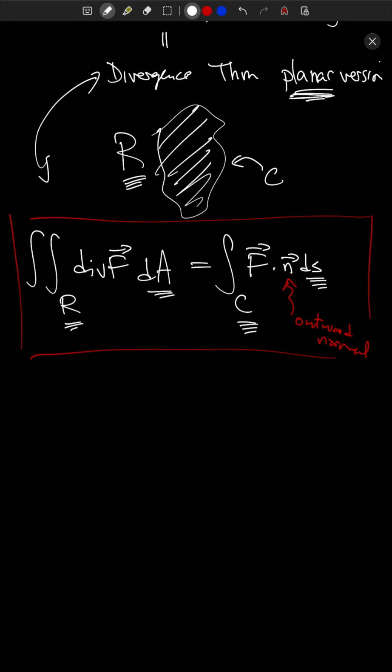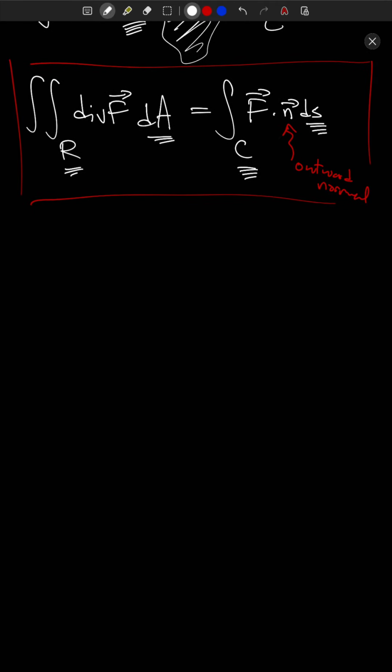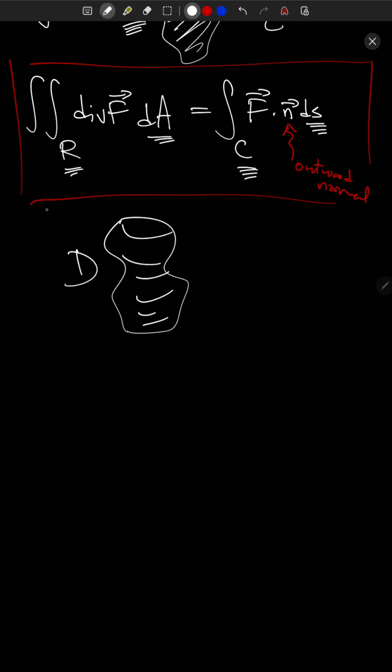Okay, so this was, again, the divergence theorem in the plane, or I guess in our book, Green's theorem, the flux version. So I wanted to write this down because the one we're going to talk about right now is exactly the same. So we have a solid D, so now 3D. All right, the spatial version. So we have a solid in space.